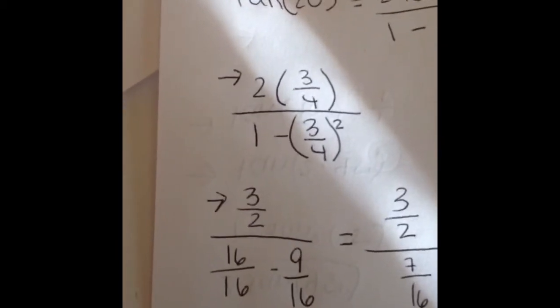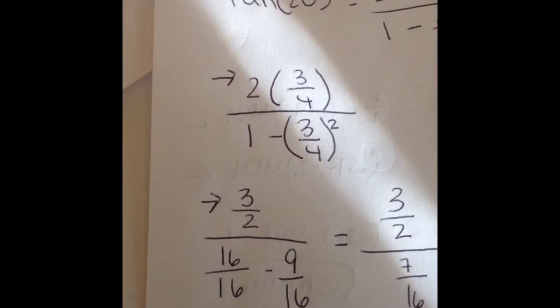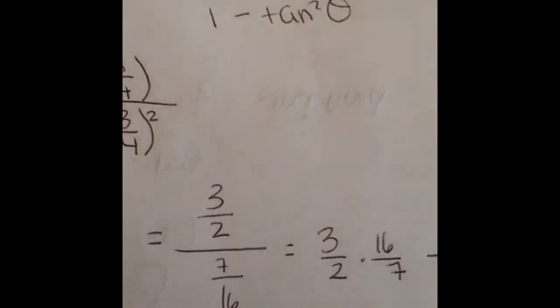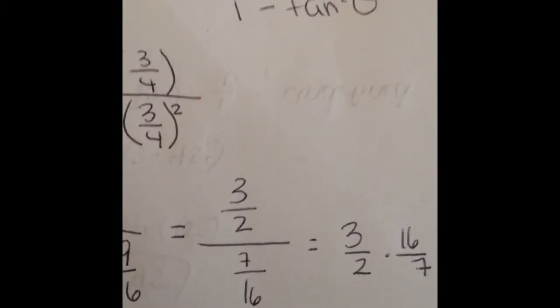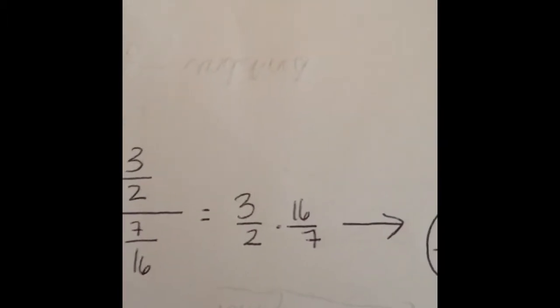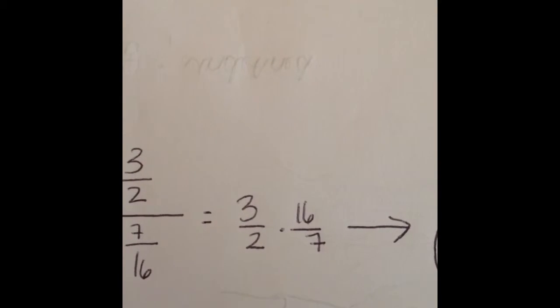Then you simplify it: 3 divided by 2 all over 1 minus 9 divided by 16. Then you simplify this further to 3 divided by 2 all over 7/16. After you flip the fraction, you get 3 divided by 2 times 16 over 7. This gives you the final answer of 24 divided by 7.